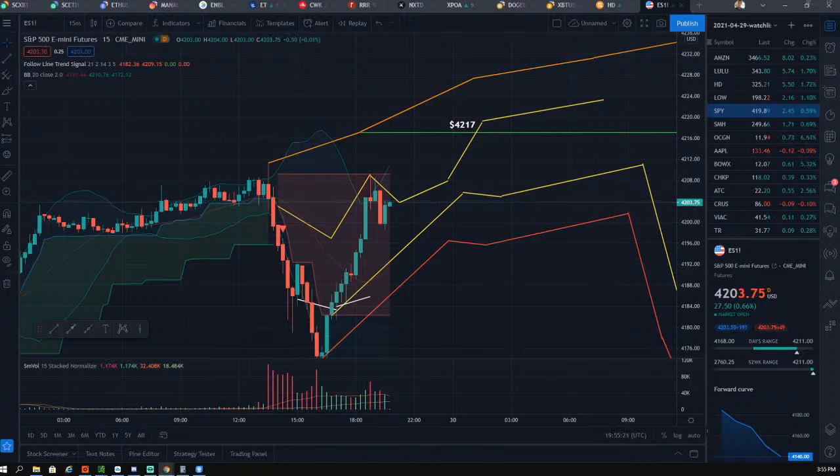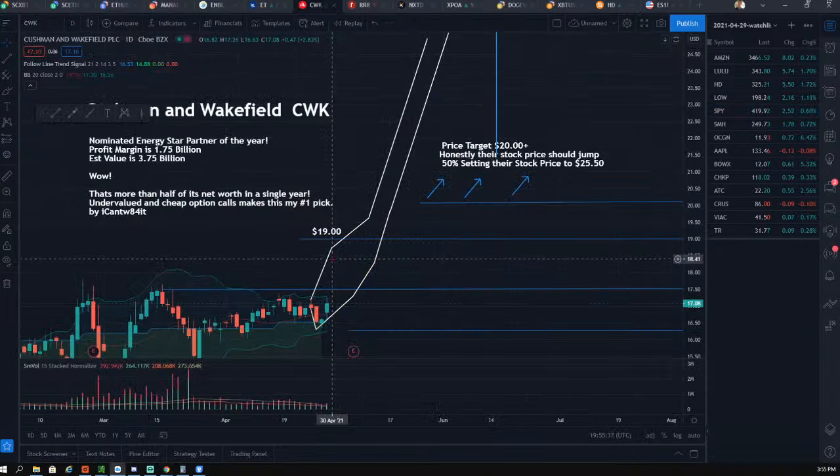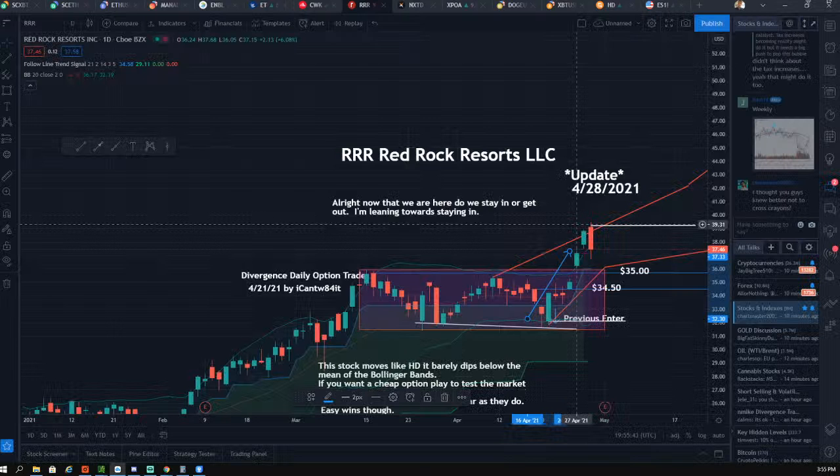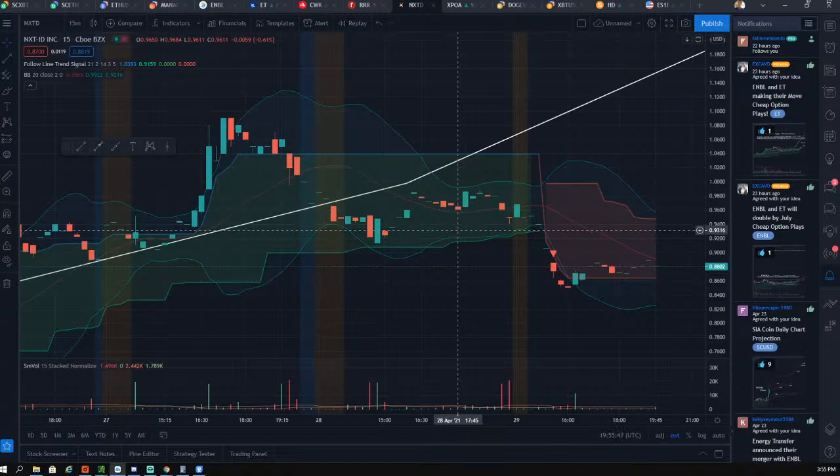Oh my God, what a bloodbath. RRR down $1.35 is at 37.47. Was sitting at closer to 39 earlier. Let's see. Let's get into this. CWK. This is CWK still holding strong where it's at. RRR trying to shrink up this candle as much as it can. NXTD. I bet it gaps up tomorrow actually.